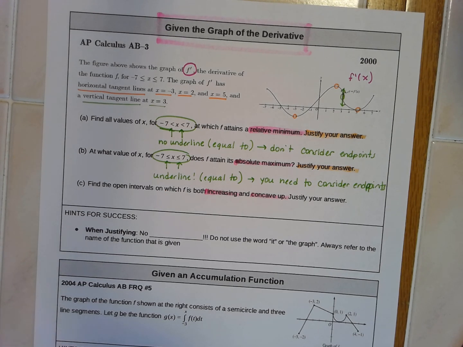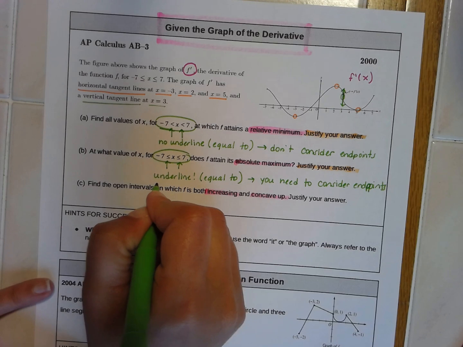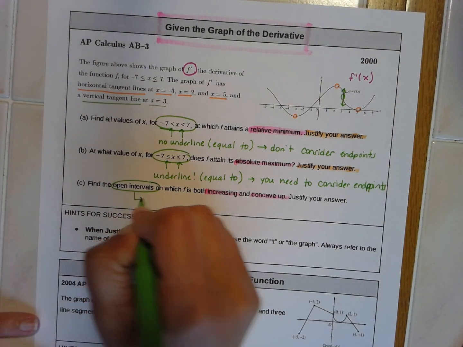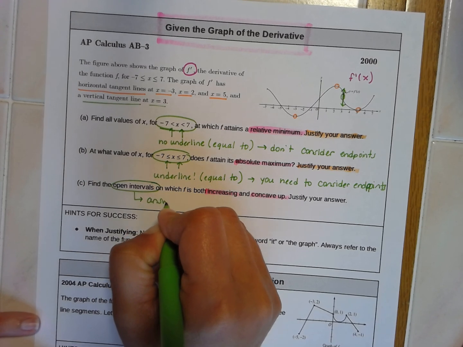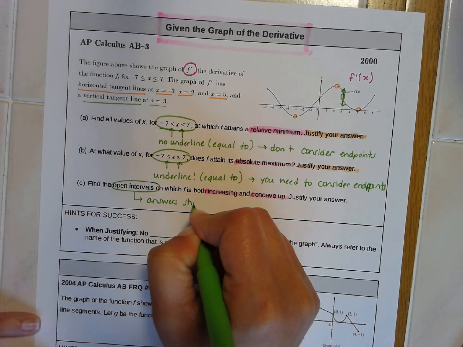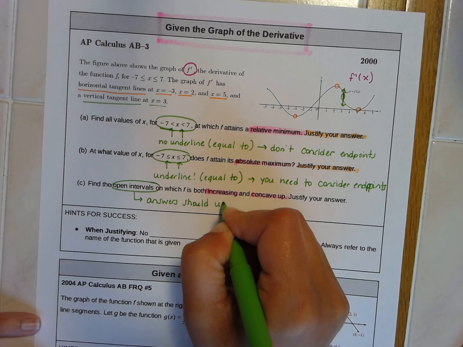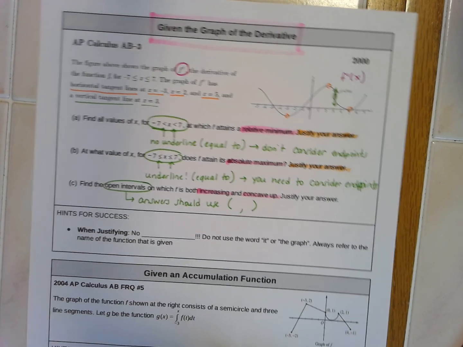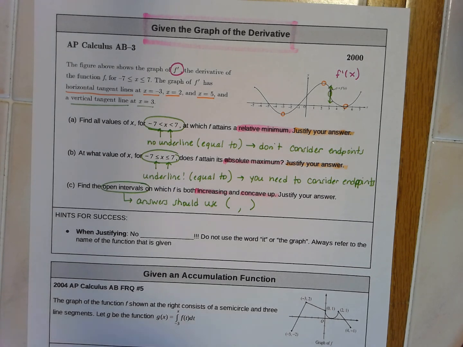However, there is one hidden clue here, just like in the other problems. It says find the open intervals. Open intervals means your answers should use open parentheses and not brackets. Students often get confused. Increasing is brackets, concavity is open. Which one do I use here? The question is building in an answer to that. So if it says open intervals, you better make sure your answers have always got open intervals.